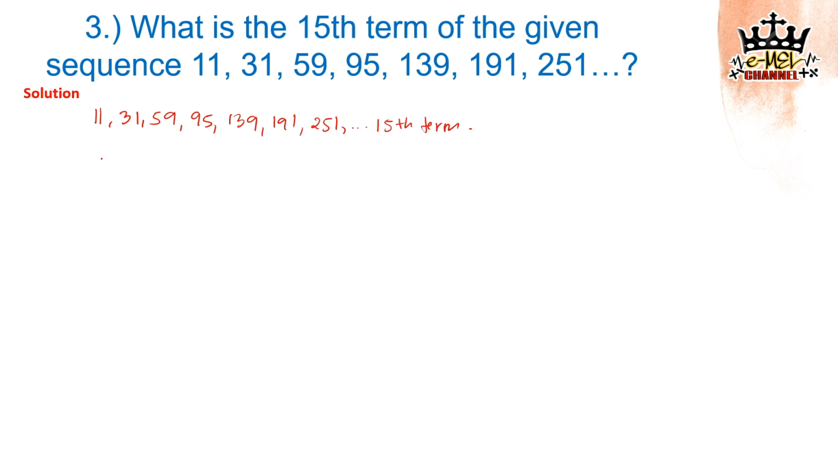We're going to apply the common ratio or common difference. The common ratio cannot be used here, so let's move with the common difference. This is 20, 28, 36, 44, 52 and 60. Going further, we have 8, 8, 8, and so on. We have 8. It means that this sequence has a formula.